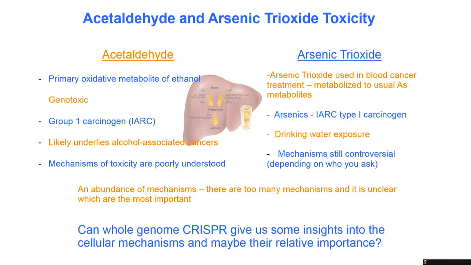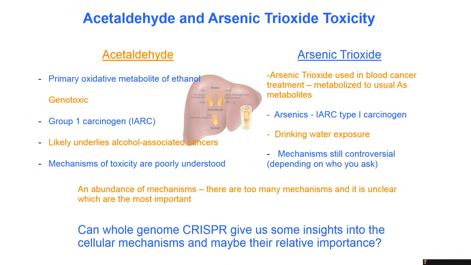Okay, so what have we done? Well, we focused on two prototypical toxicants. Acetaldehyde, which is an oxidative metabolite of ethanol. It's a genotoxicant and a carcinogen, and although there's controversy, it may be associated with alcohol-associated cancers. Unfortunately, even though it's been studied for a very long time, the mechanisms of toxicity are still very poorly understood. Similarly, we worked on arsenic, and we had done some work on arsenic previously in yeast. We worked on a particular version of arsenic, arsenic trioxide, which is metabolized to the usual metabolites within the cell, MMA and DMA. It's also a carcinogen. As you know, there's drinking water exposure.